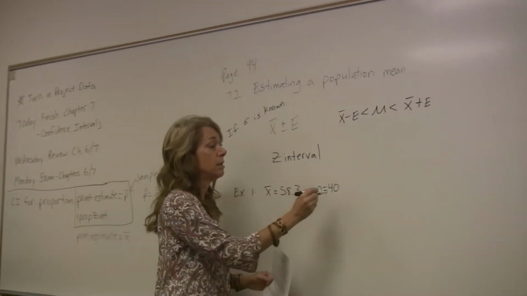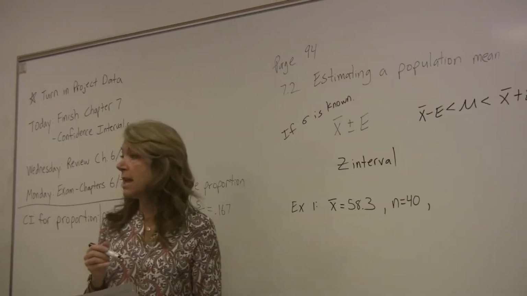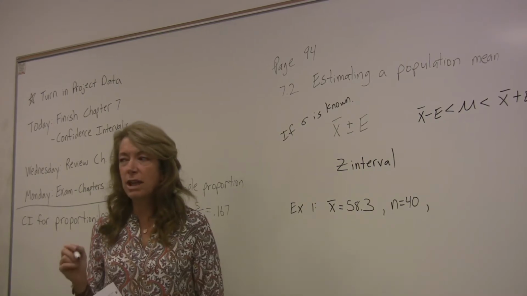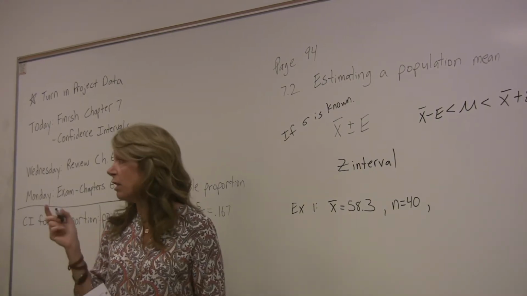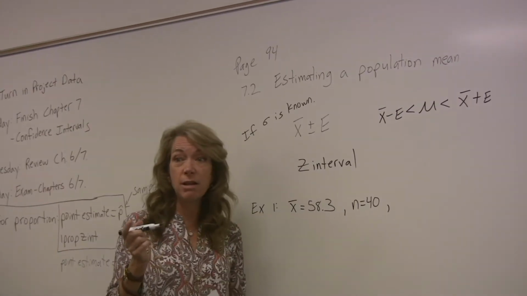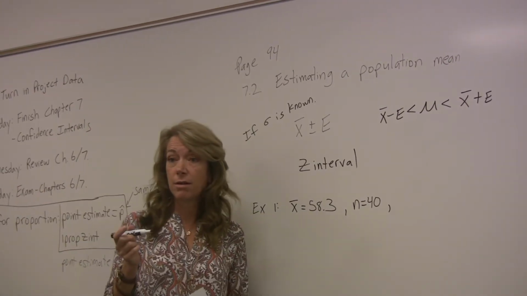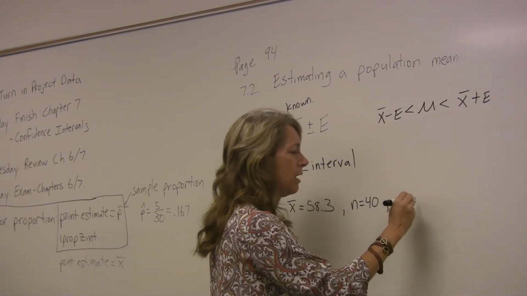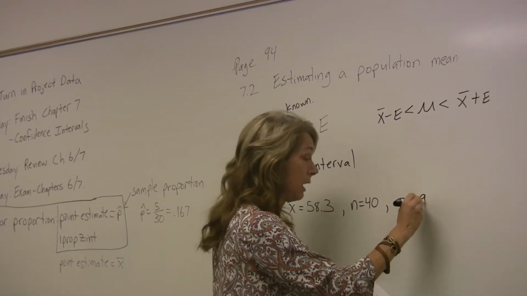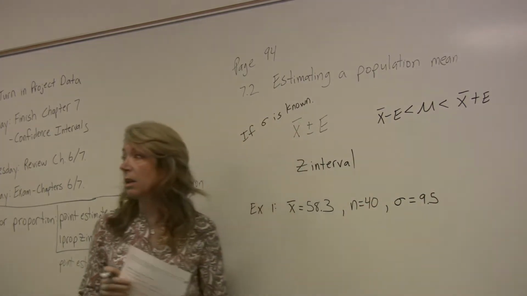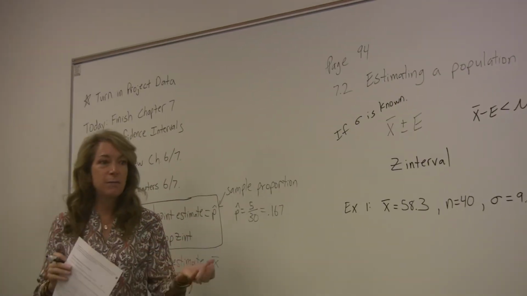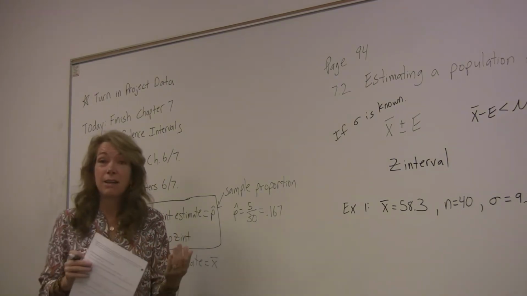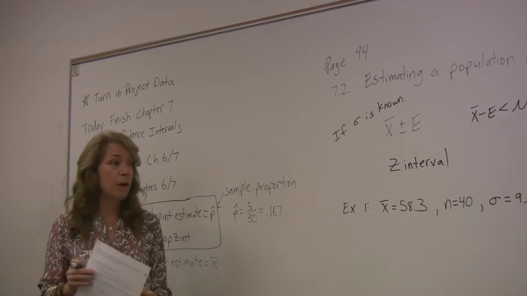And what else did they give me? Standard deviation of 9.5, but what standard deviation did they give me specifically? The population. How do I know it's the population standard deviation? It's a sigma. What would it have been if it was the sample standard deviation? An S. Thank you. Really important. This is the day where knowing the difference between sigma and S and X bar and mu is so crucial, because the approach you take to solve the problem changes based on what you have.